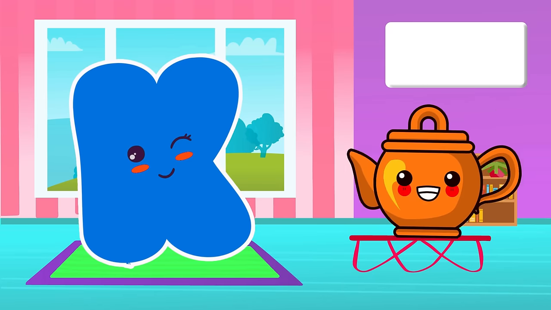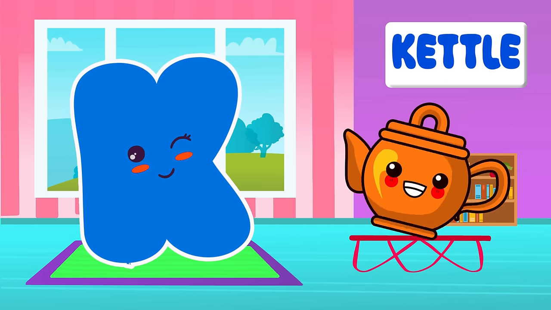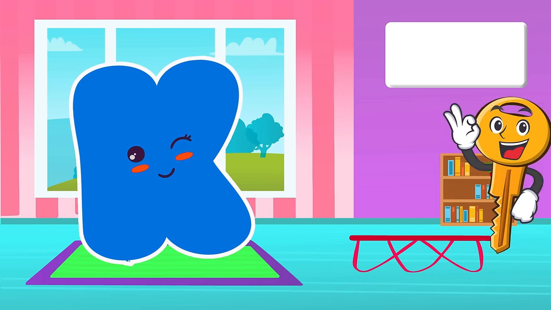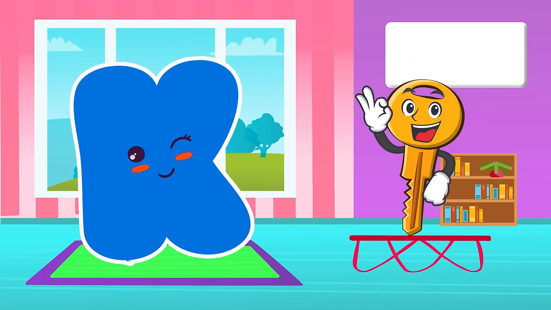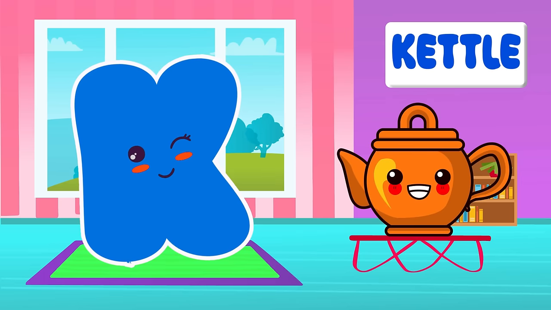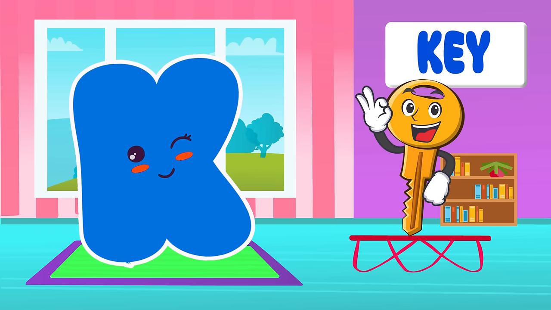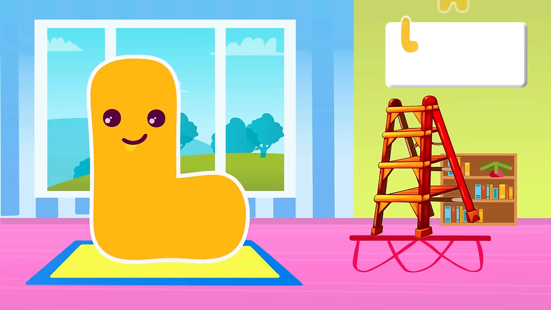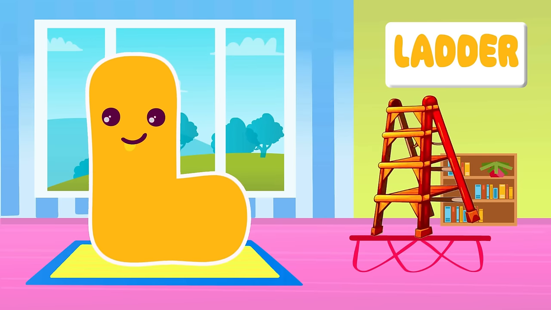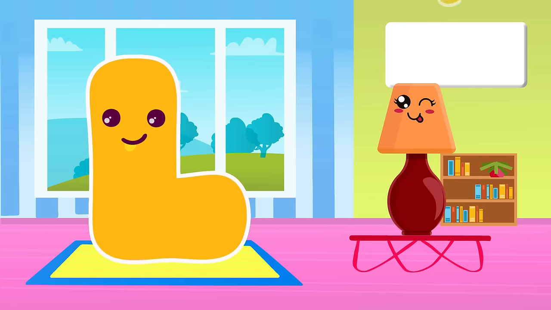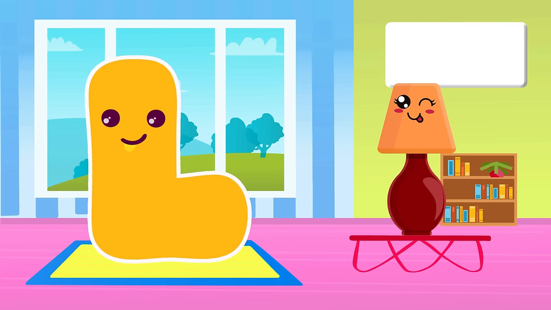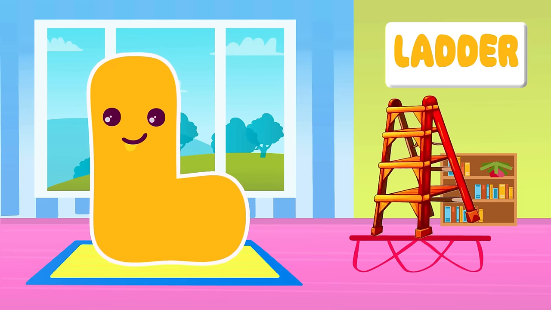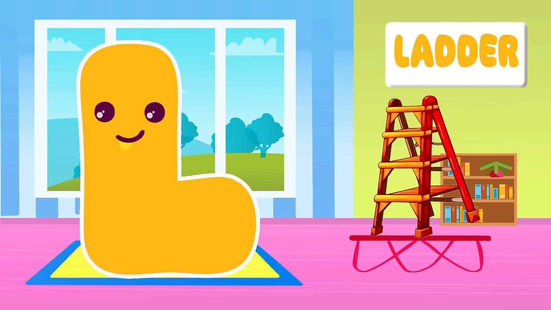K is for kettle. K, k, kettle. K is for key. K, k, key. K is for k-k-k-k kettle. K is for k-k-k-k key. L is for ladder. L, l, ladder. L is for lamp. L, l, lamp. L is for l-l-l-l ladder. L is for l-l-l-l lamp.